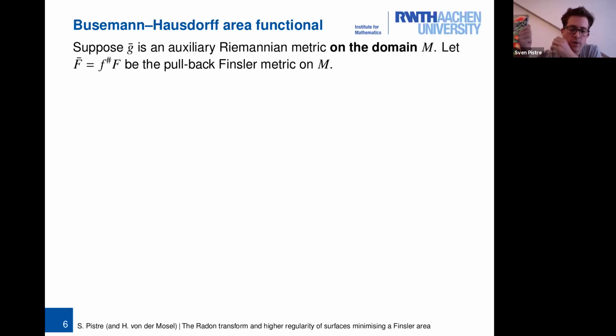And so here, the Finsler metric that I propose now will be on the target, and I can pull it back, and we'll get this object with the bar on top. And also what I will do now is take an auxiliary Riemannian structure on the domain M, which will be a G bar here up top.